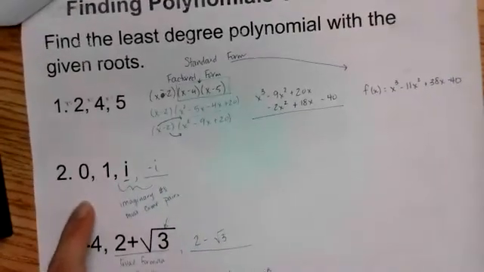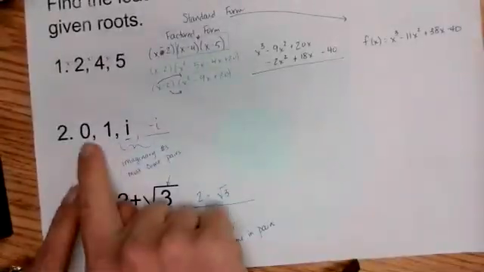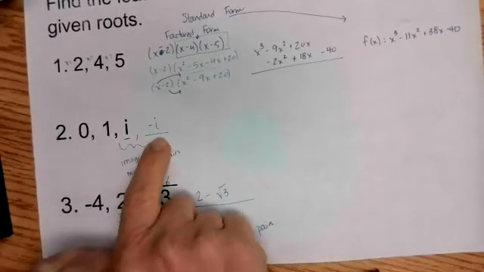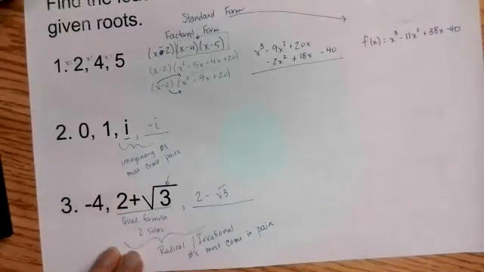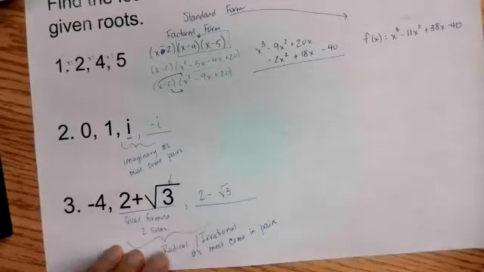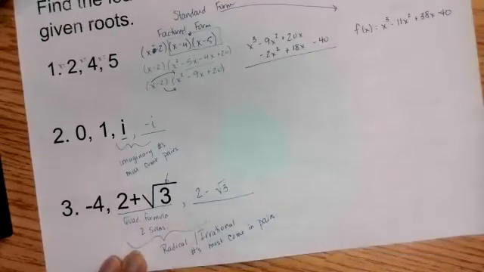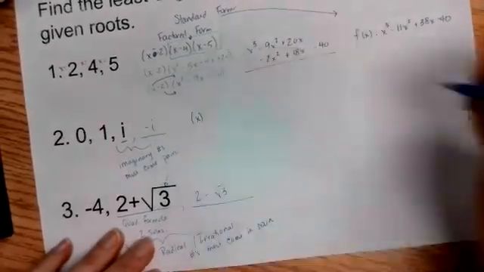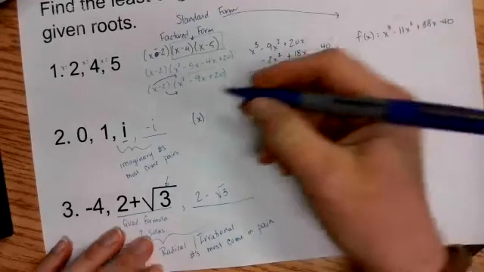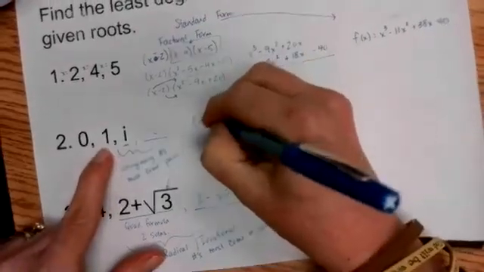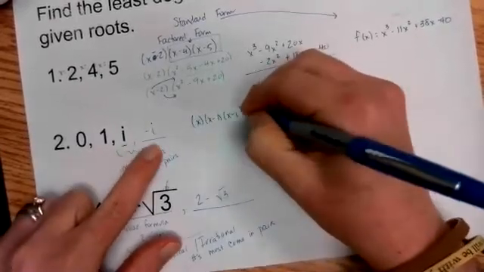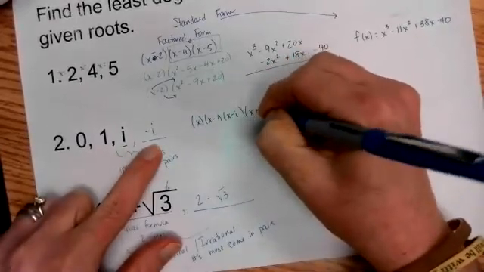Looking at number 2, they gave me the solutions 0, 1, and i. Imaginary numbers always come in pairs, so I have a negative i. So I'm going to write these as linear factors. Now, it looks a little strange to write a linear factor with an imaginary number, but it'll be okay. So I have x minus 0, I'm just going to write that as x. And then for 1, I have x minus 1. For i I have x minus i. And then for negative i I have x plus i.